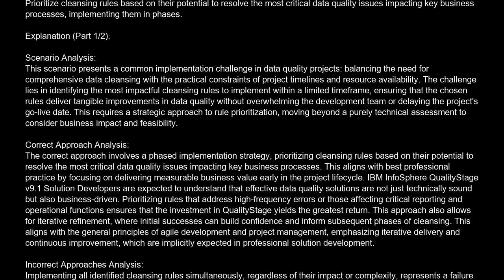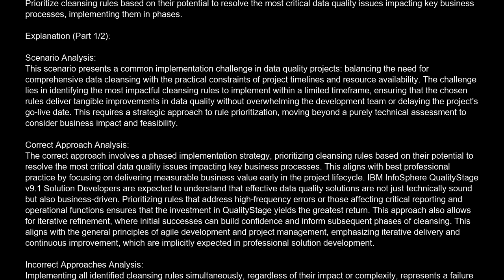The challenge lies in identifying the most impactful cleansing rules to implement within a limited time frame, ensuring that the chosen rules deliver tangible improvements in data quality without overwhelming the development team or delaying the project's go-live date. This requires a strategic approach to rule prioritization, moving beyond a purely technical assessment to consider business impact and feasibility. Correct approach analysis. The correct approach involves a phased implementation strategy, prioritizing cleansing rules based on their potential to resolve the most critical data quality issues impacting key business processes.